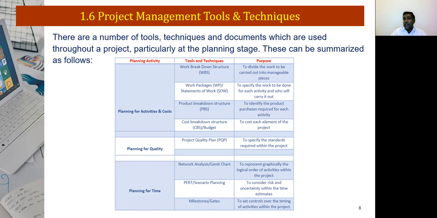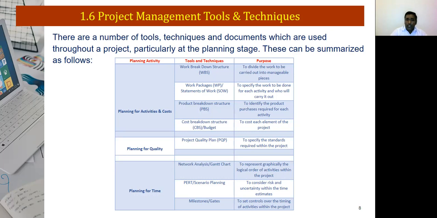A good example I can share with you is the recent conclusion of the Olympics, where parallel activities take place in a given day. Logistical arrangements, facilitators, competitors. We need to ensure that a clear plan is given to people so that the operation runs smoothly. So this is about work breakdown structure, where you define the work to be carried out in manageable pieces. You will also have something called the work package or statement of work to specify the work to be done for each activity and who will carry it out.